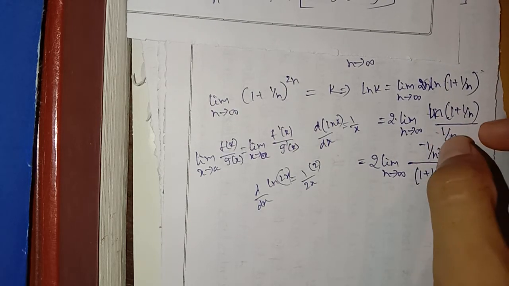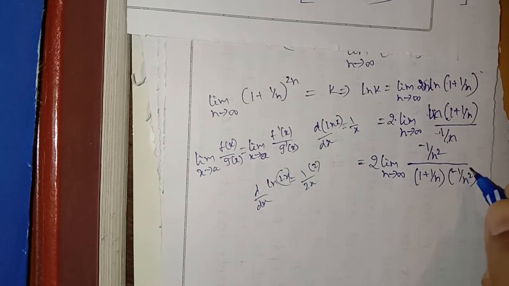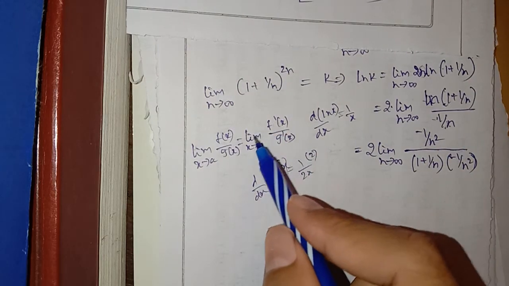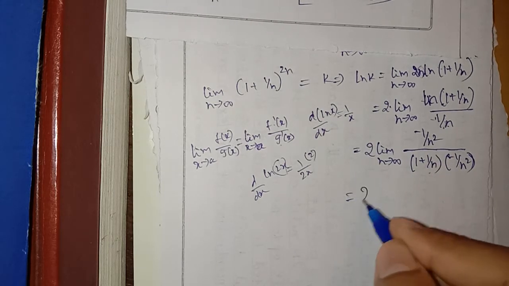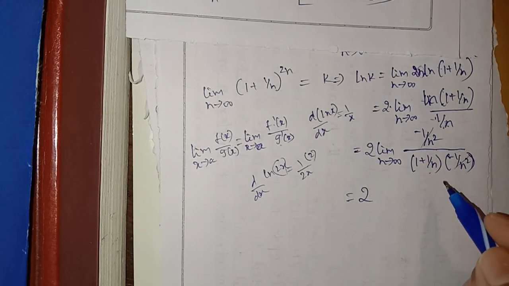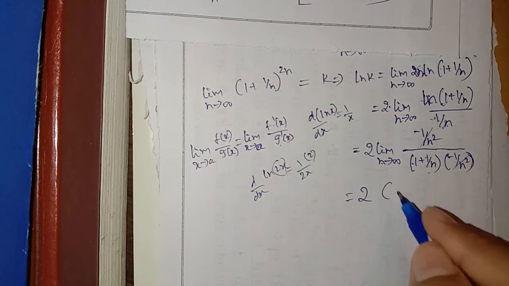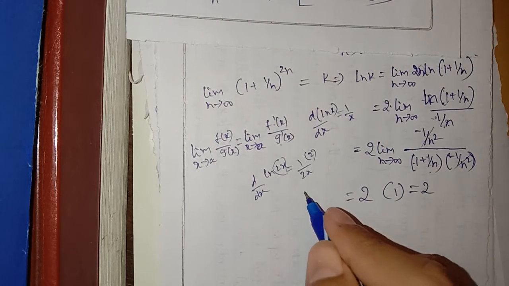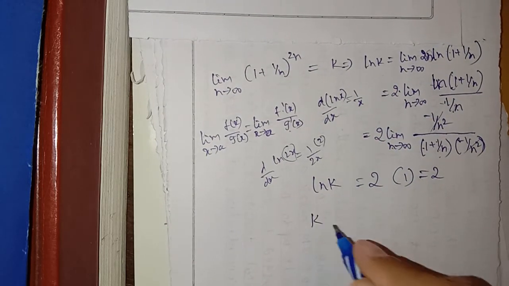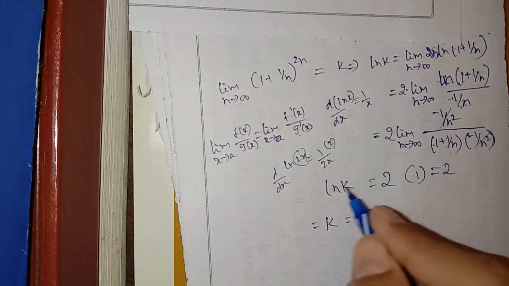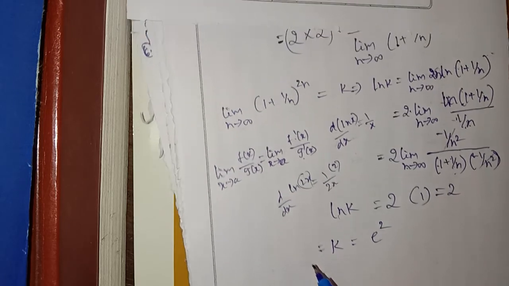Now what is the denominator? The differentiation of 1/n, that is minus 1/n^2. This is the form of the limit as x tends to a of f'(x) divided by g'(x). Now the 2 cancels out, and as n tends to infinity, 1/n becomes 0, and 2 into 1 is 2, so we get ln k equal to 2. Then what is k? The inverse of ln is the exponential e, so k is equal to e^2.